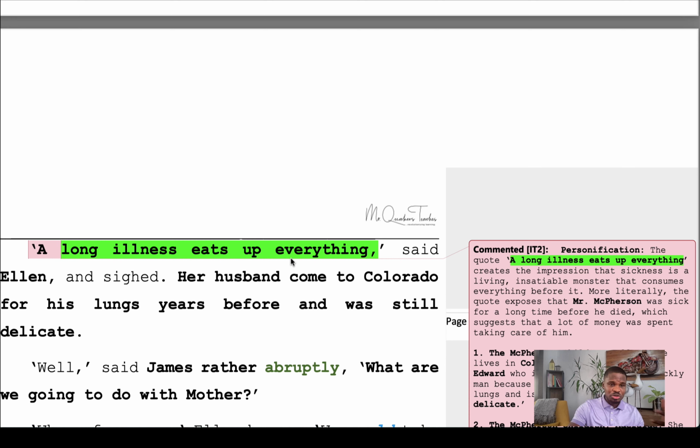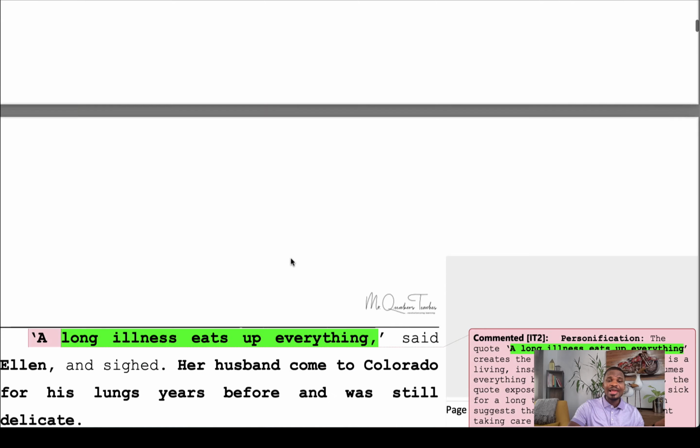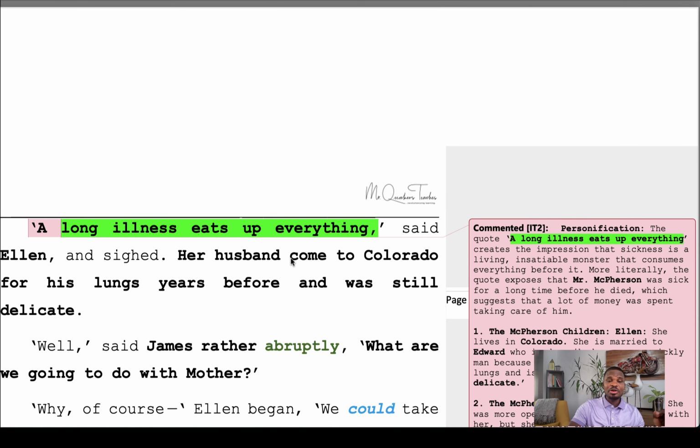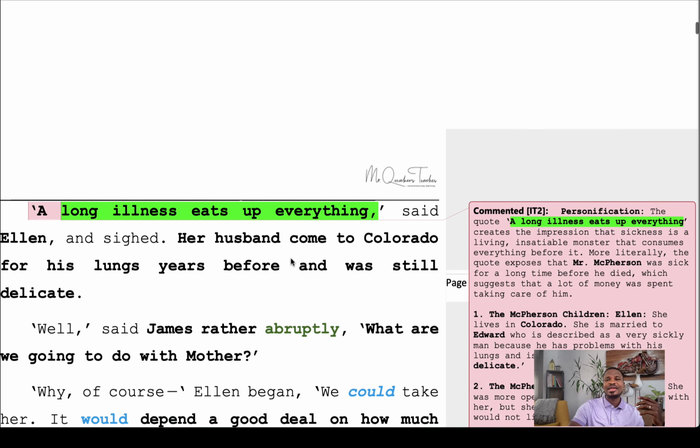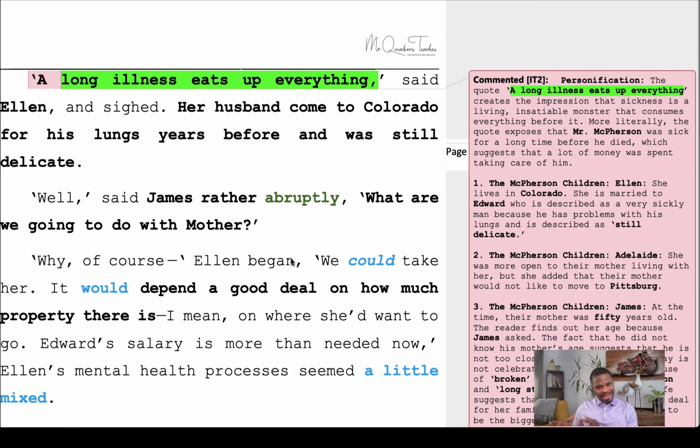So they begin to speak to each other. "A long illness eats everything up." Remember, here it's Ellen that is speaking. One of the things we are going to see about Helen is that her husband is also sick. So I think, in some ways, she understands what illness is and the effect that it has, especially on finances. So she says that a long illness eats up everything. And that's an example of personification. It creates the impression that sickness is a living, insatiable monster or beast that consumes everything before it.